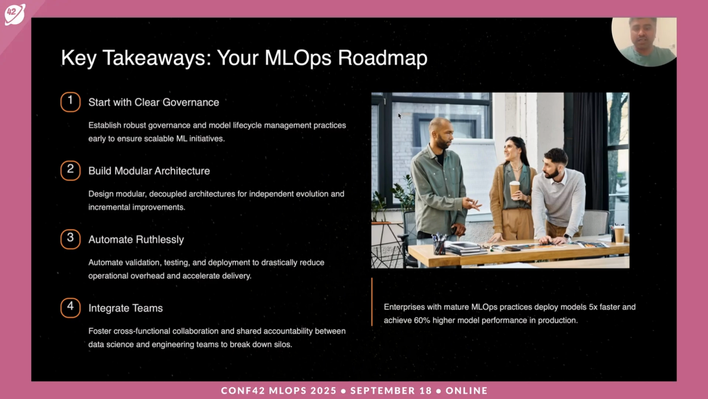Automate ruthlessly everything. I think it's extremely important. Automation is very important as we scale our infrastructure and systems. Any manual process, look for opportunity to automate. Integrate teams. Again, if there are silos, it's extremely important that things work in unison. Having consistent expectations and collaboration with each other is extremely important in these kinds of systems as well.